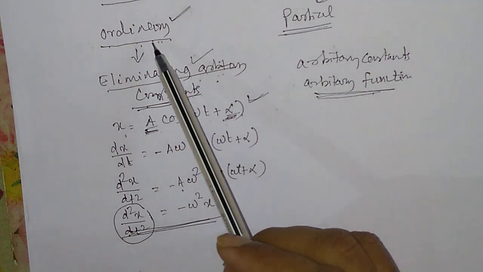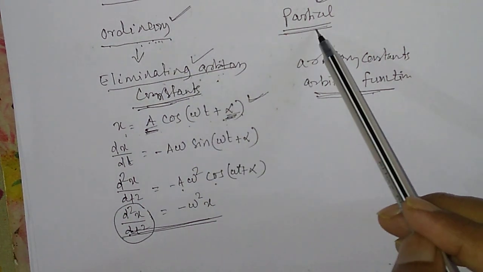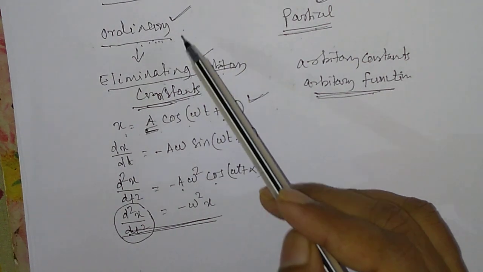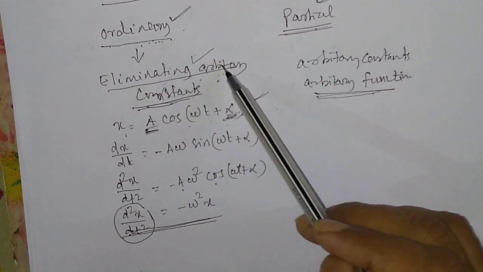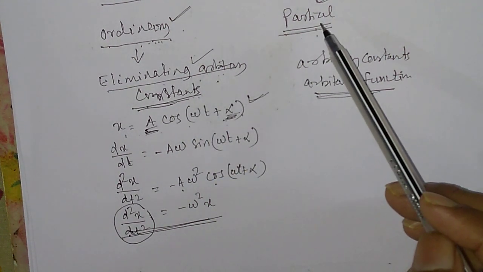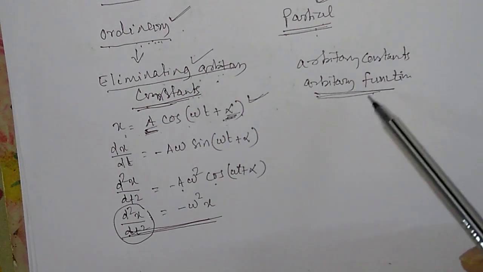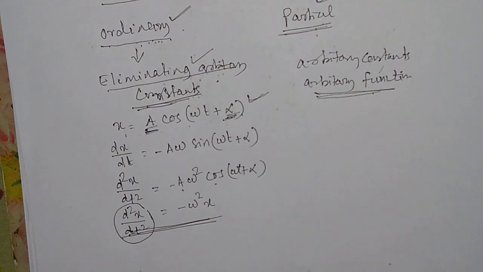So only remember how you construct a differential equation. Differential equations can be constructed of two types. One is ordinary, another one is partial. In an ordinary differential equation, we construct the differential equation like this by eliminating the arbitrary constants. But in a partial differential equation, we construct it by eliminating the arbitrary constants and arbitrary functions. Okay.